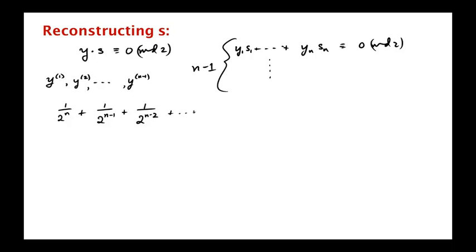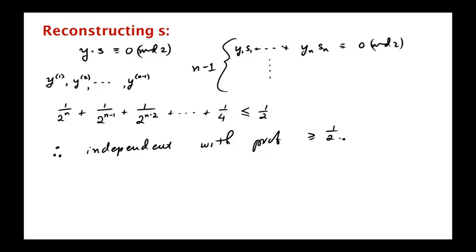Okay, so how many terms are there? There are n minus 1 terms. So all the way up to 1/4. You sum up this geometric series. This is the probability that we get dependent linear equations, and it is at most a half. Therefore, we have full rank. They are all independent with probability greater than or equal to a half. Okay, so half the time this algorithm is going to work.